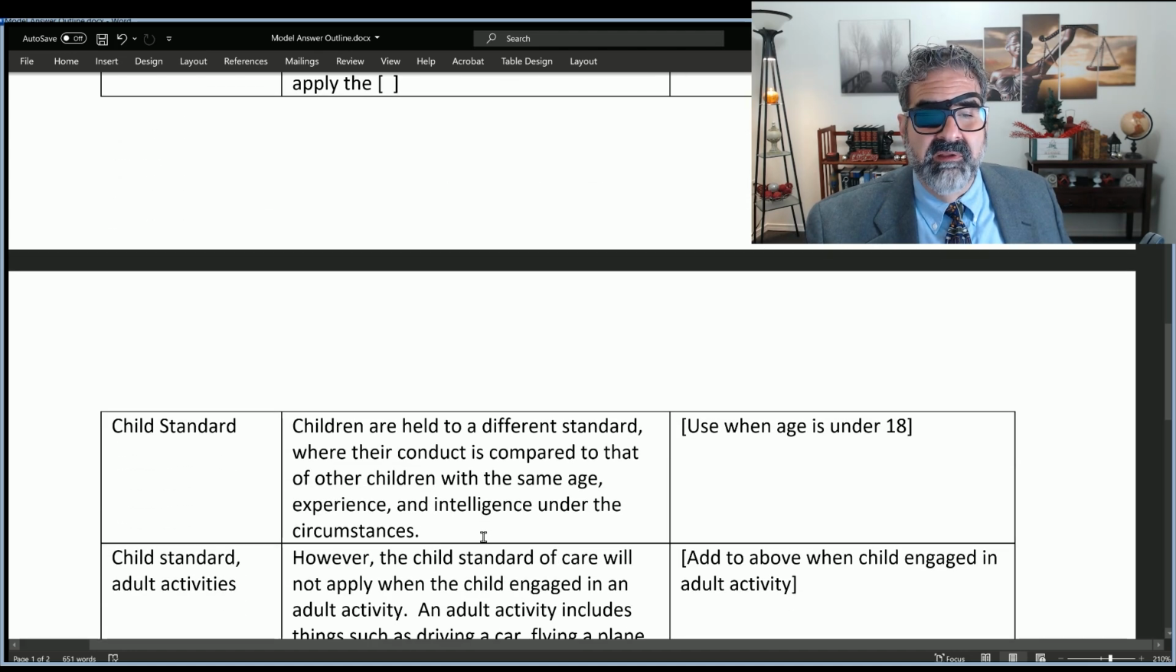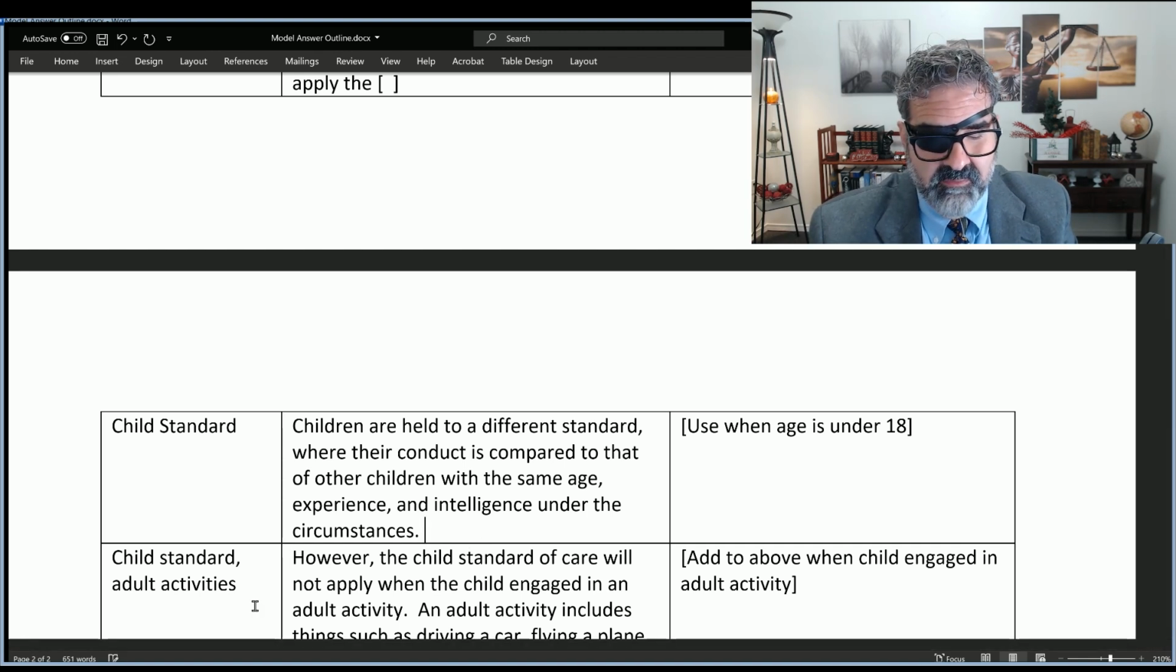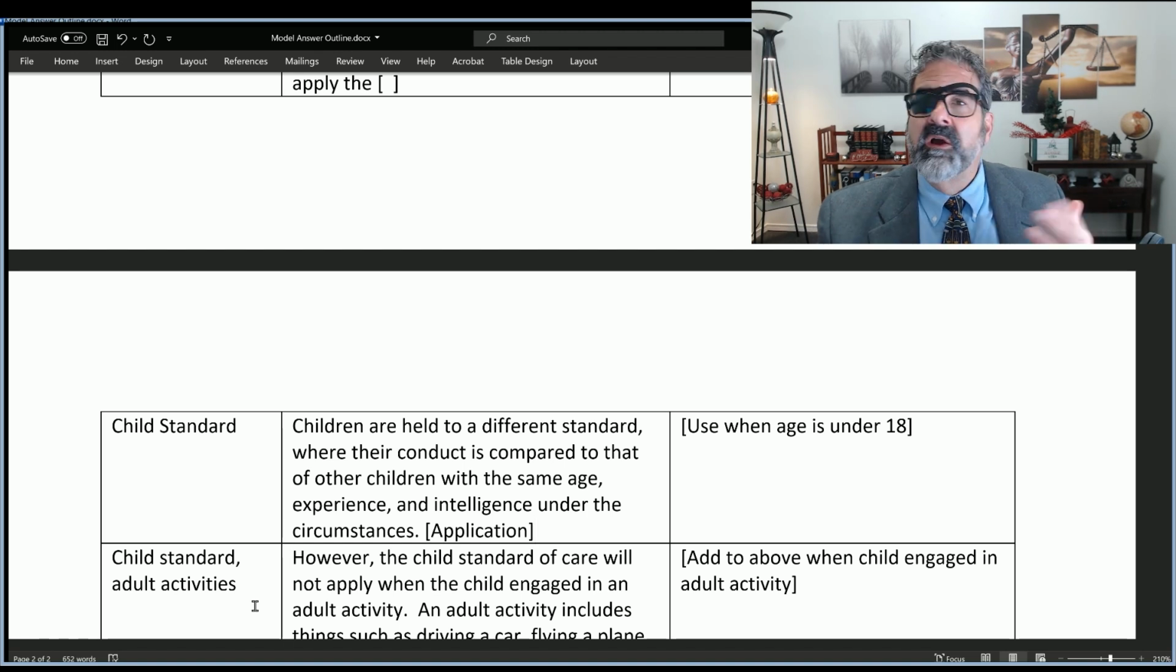However, under these facts, the default rule does not apply. Instead, the court will apply the child standard. Children are held to a different standard where their conduct is compared to that of other children with the same age, experience, and intelligence under the circumstances. Then here I would add some facts. I should have put here application. Here we know that Johnny is 8 years old, and so he will be held to the standard of the typical 8-year-old who lives in a city, whatever the facts tell you about Johnny.